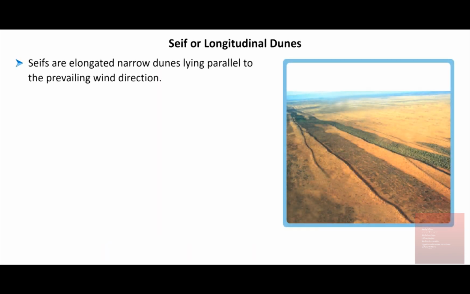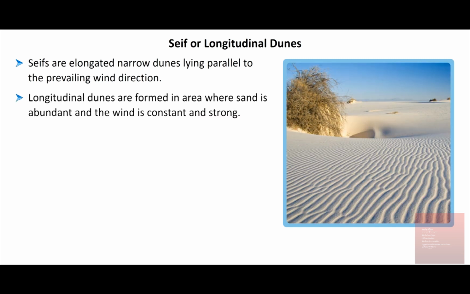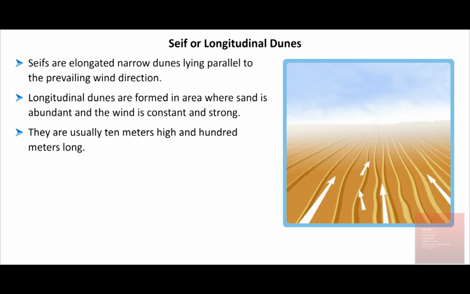Seif or longitudinal dunes. They are elongated narrow dunes lying parallel to the prevailing wind direction. Longitudinal dunes are formed in areas where sand is abundant and the wind is constant and strong. They are usually 10 meters high and 100 meters long.